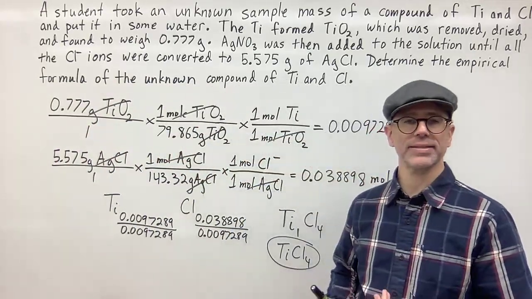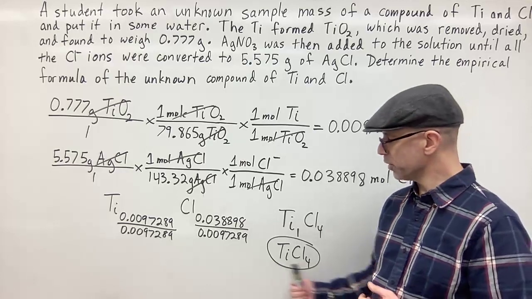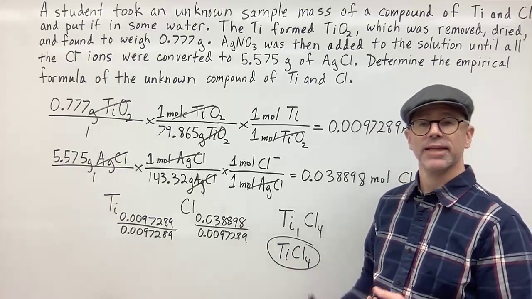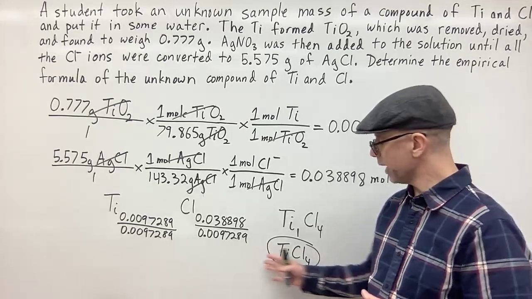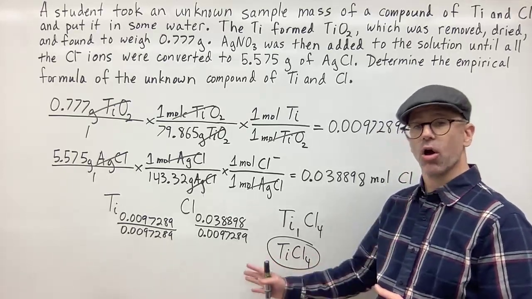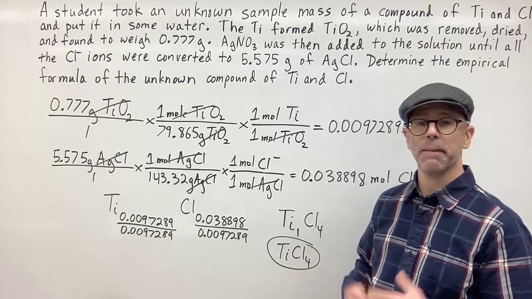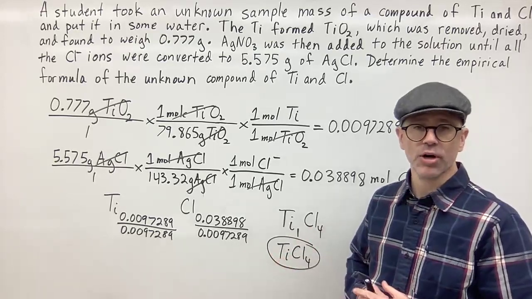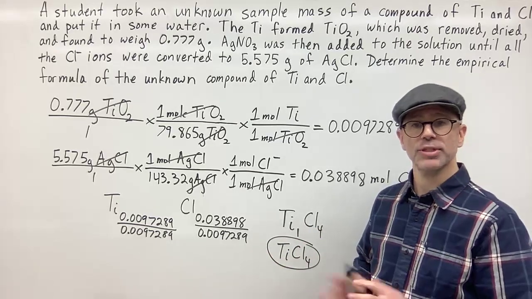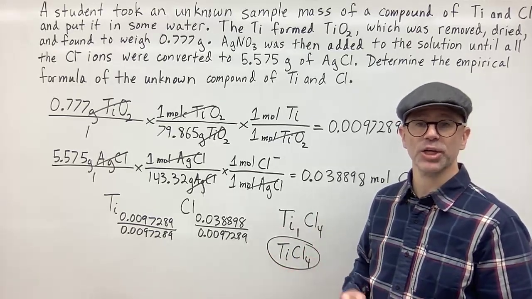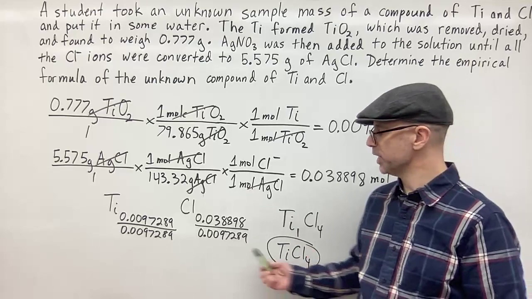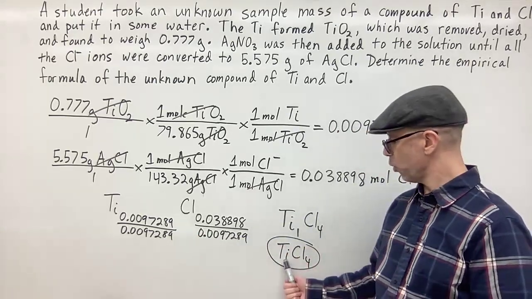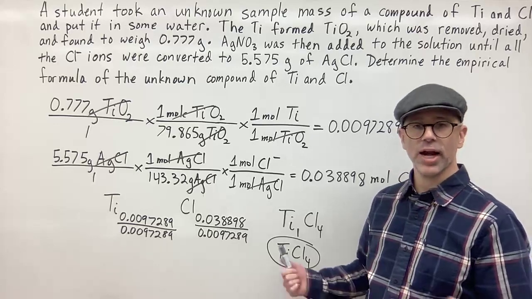It's not always a nice whole number the first time after you divide. You might get something like a half. In that case, you would multiply all of the subscripts by a multiple to get rid of the half. So if it was a half, you'd multiply your subscripts by 2 to get the whole numbers that you're looking for. But we didn't have to do that here because when we divided by the smallest one, it worked out so that it was a 1 to 4 ratio right off the bat.